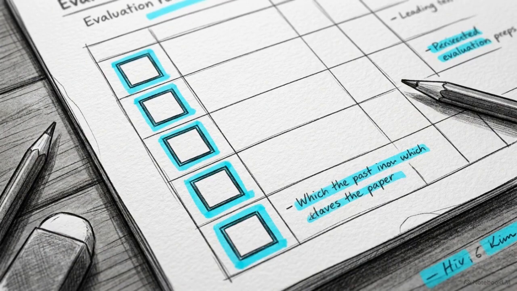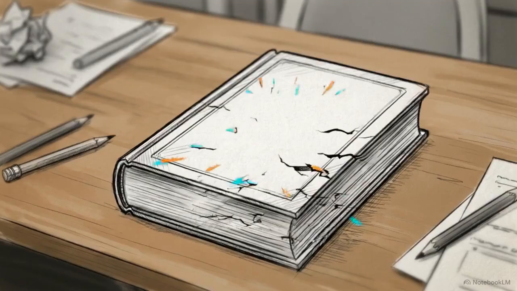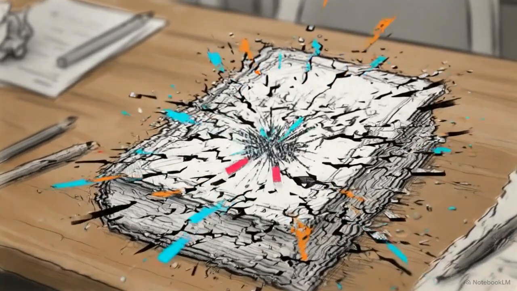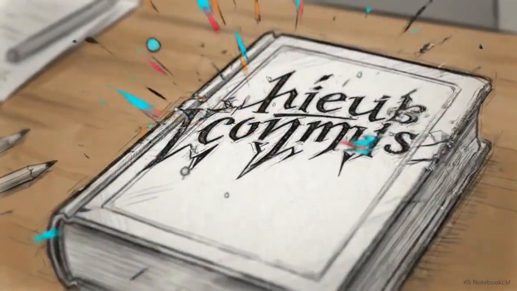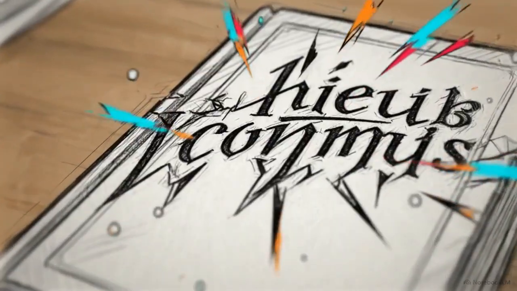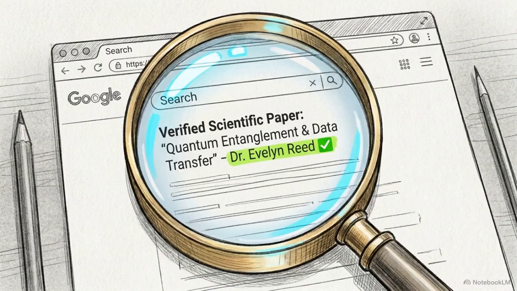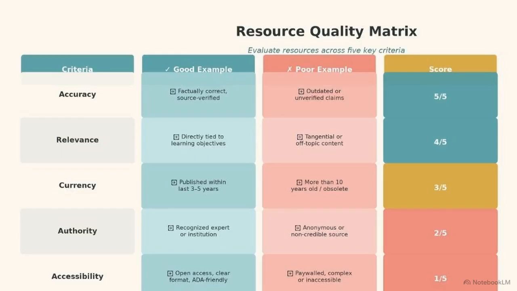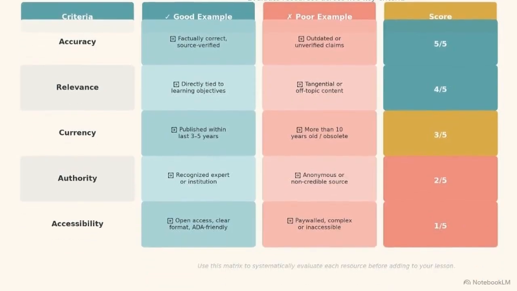Step 4 is evaluate and filter. Before analyzing a resource's content, you must clear the immediate blight of AI hallucinations, fabricated URLs, non-existent authors, or entirely made-up titles. Your mandatory first action is manual verification. Search the web to confirm the AI's suggested resource actually exists. Next, we apply this resource quality matrix, evaluating 5 criteria: accuracy, relevance, currency, authority, and accessibility.